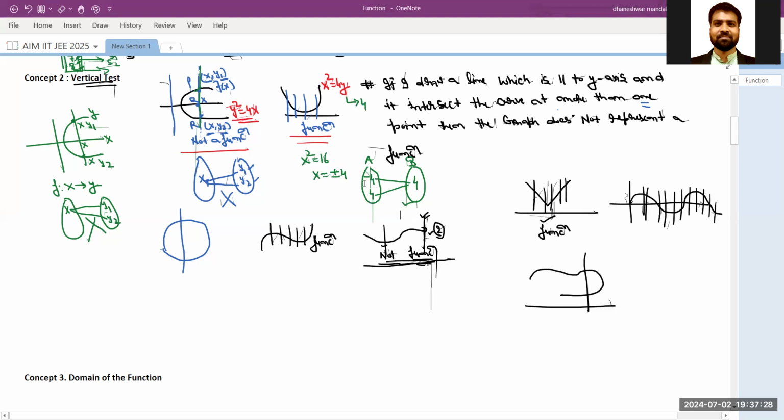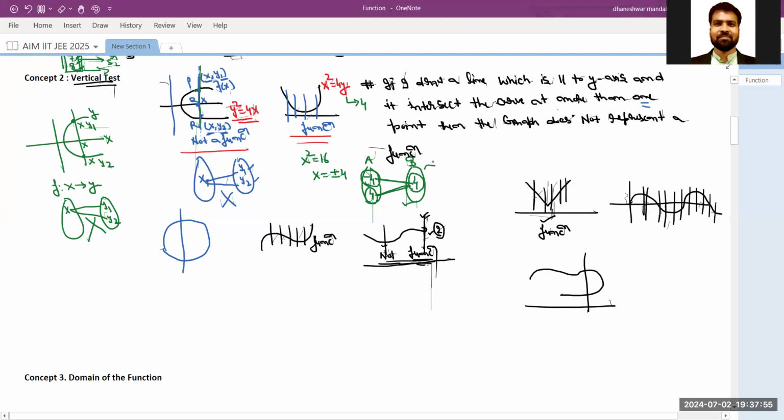Achilles, is this a function or not? Sir, function, sir. Yes. Why function? Because if I consider this element, then this element is connected to only one element, 4 is there. If I consider this element, it is also connected with only one element, 4 is there. Okay. So this is considered as a function.